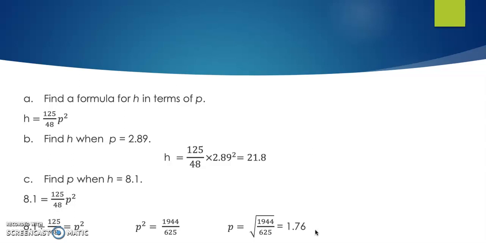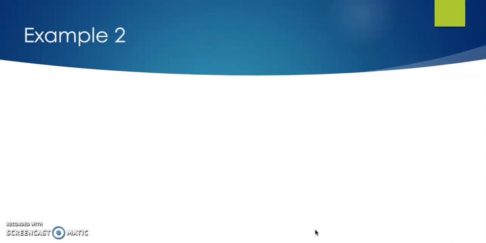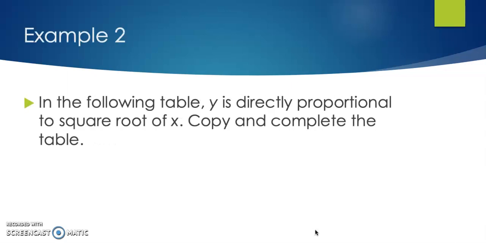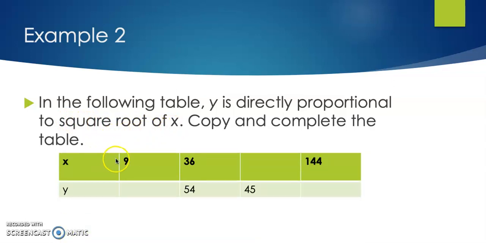Let's have a look at another example. In this example, he says that in the following table, y is directly proportional to the square root of x. So the very important statement is square root of x. Copy and complete the table below. Now the table has given one value for both variables: when x is 36 and y is 54.